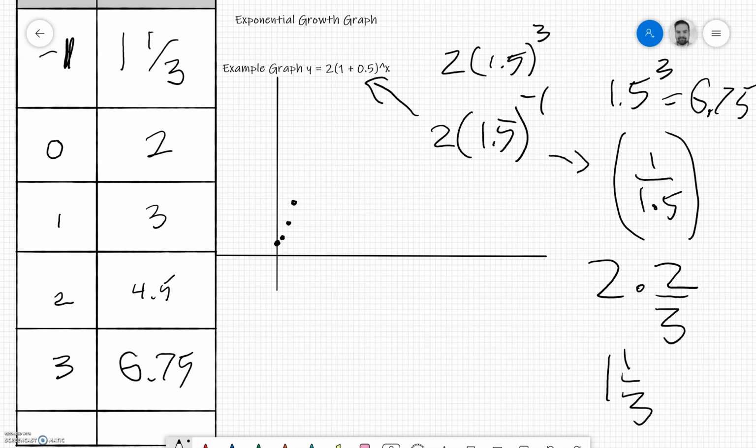Because of this effect, because you're evaluating it to a negative power, it's going to increasingly go down, and it's going to get very close to 0 without actually ever hitting it. So here, my 1 1/3, I know it's going to group together, but it'd be about there. Overall, the shape of the graph, therefore, is going to look something like this, where you can see it just shoots up very quickly at the end. So that's what you can expect from an exponential growth function.